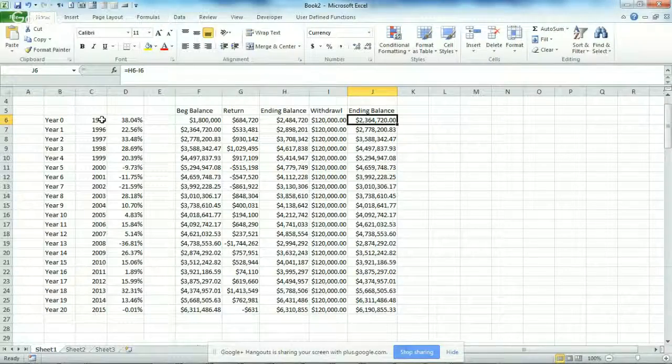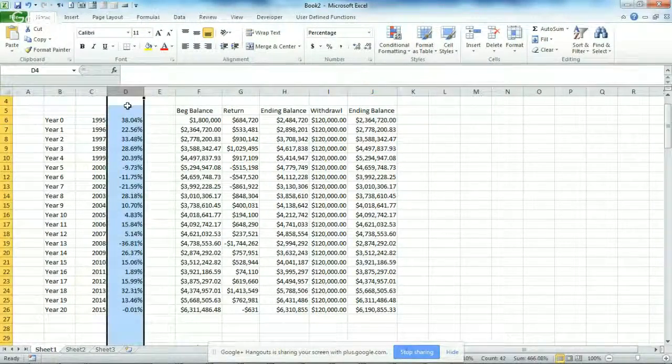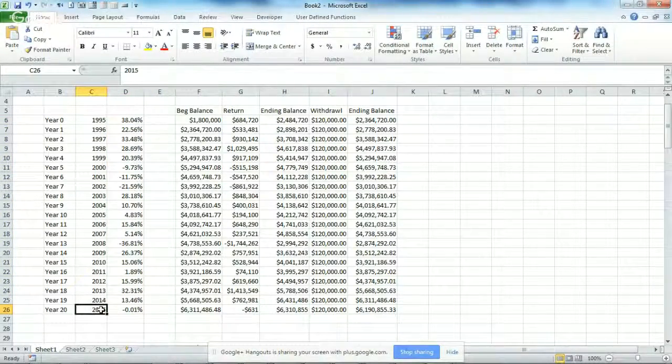And the thing is that now in 2015, these are actual market returns for the S&P 500. So now you're in 2015, you started with a portfolio of $6.3 million. And even if you were to take out $120,000 any time right now, you're still going to have a little over $6 million in your portfolio.